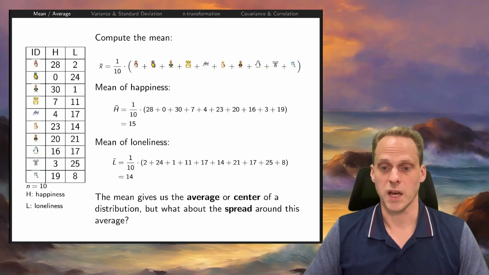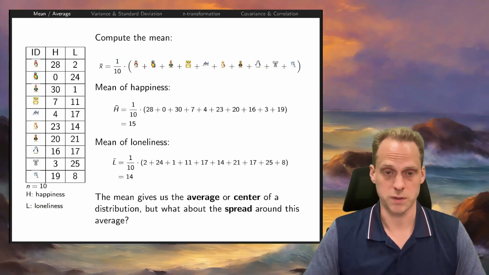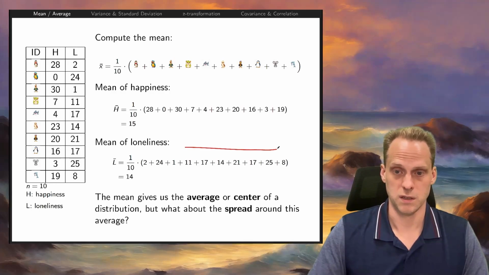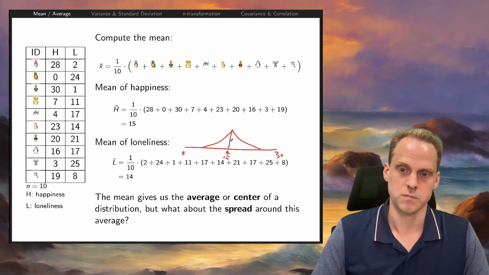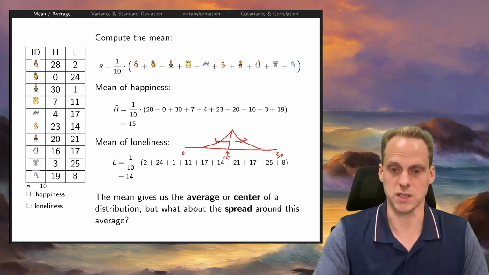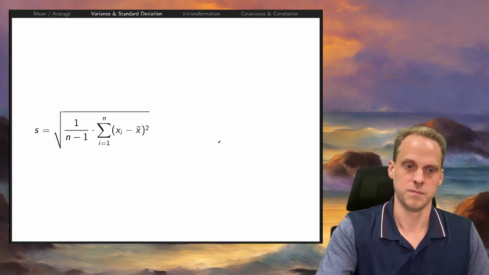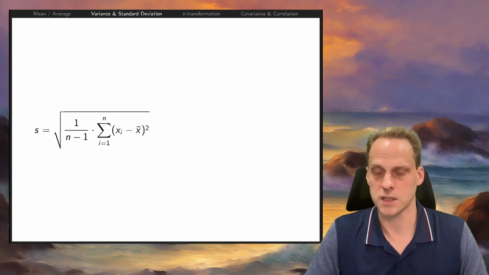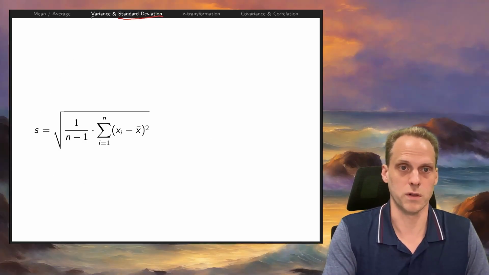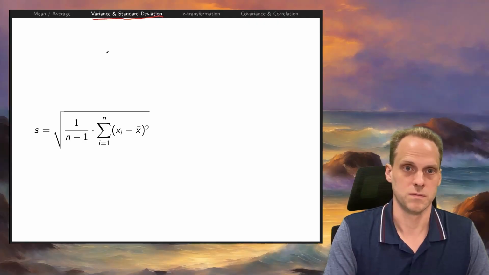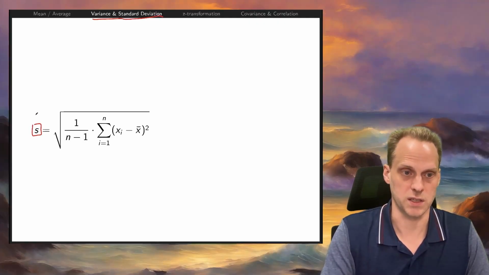So the mean gives us the average or the center of the distribution. Basically, we have 0 to 30, right? And this is 15. We know that for happiness, the distribution should be centered around here. But what about the spread? How big is this distribution? For that, we calculate the standard deviation. The standard deviation or the variance. But now calculate the standard deviation, which is S.